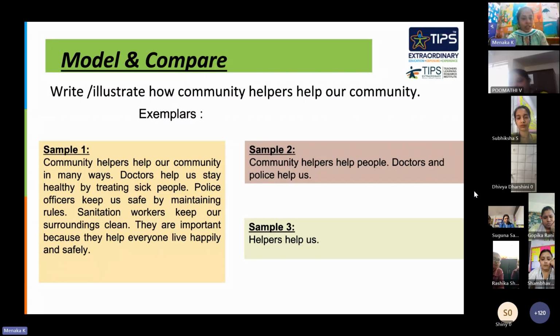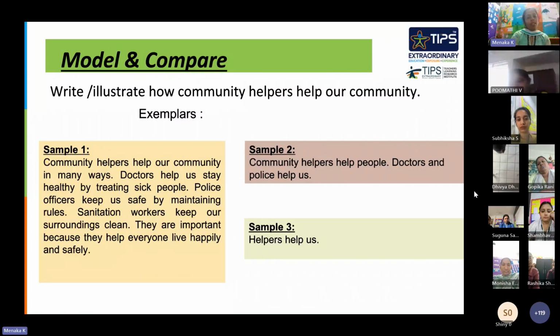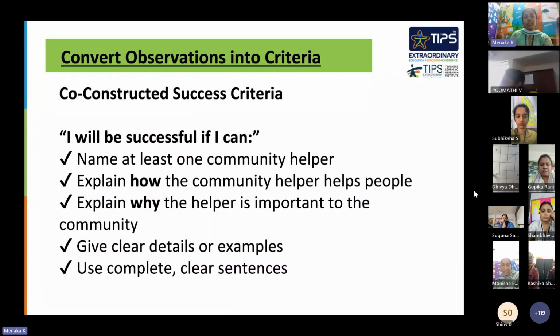So from this, children should analyze and find out what things are needed to meet our learning intention: how community helpers help our community. Which sample gives more information about the particular learning intention? Obviously, when the children talk about it, the first one would speak about different community helpers and their functions, and then they can speak about the importance of community helpers. So from this, we have to co-construct our success criteria. From the observation, we have to convert that into a success criteria.